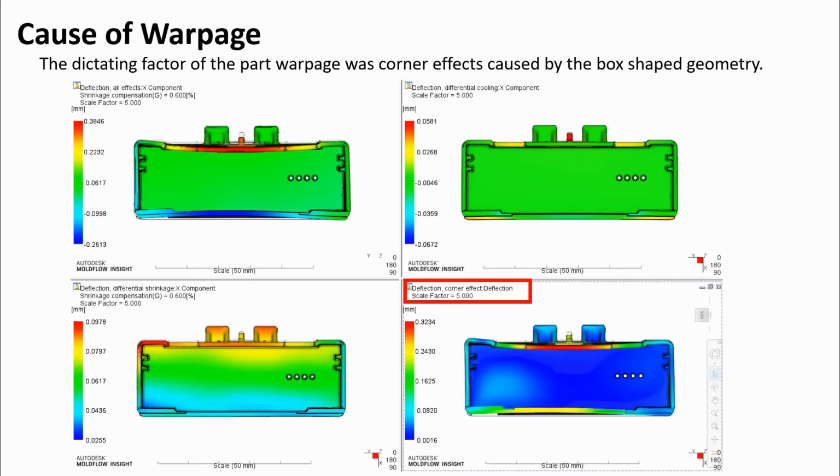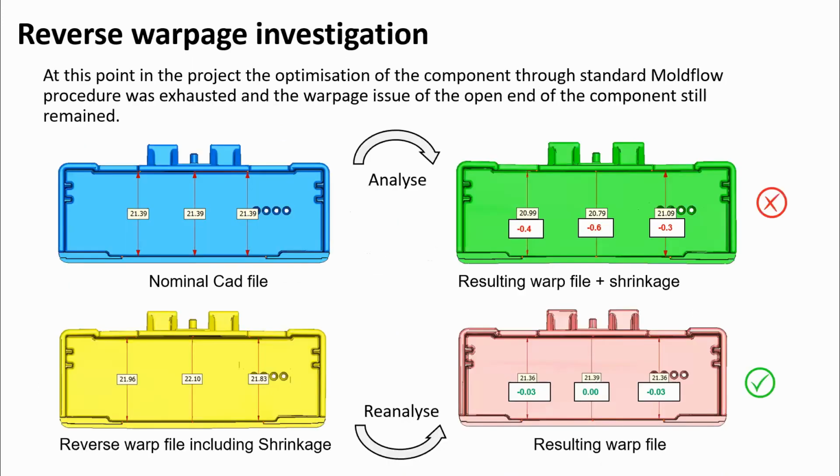The real cause of warpage was corner effects. It was just due to the actual design of the component, the boxy shape. You could see our differential shrinkage and differential cooling were quite minimal, below 0.1 of a millimeter was actually caused by those effects. It was really corner effects solely causing this warpage. This brought about the realization that if we keep moving forward with what is an optimized process, we know we're going to have problems with this tool when we trial it in reality.